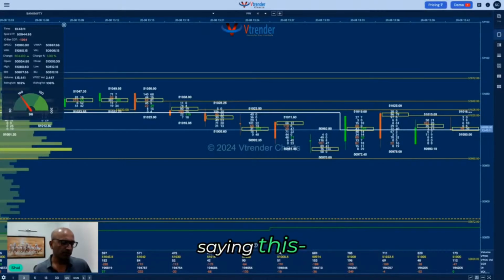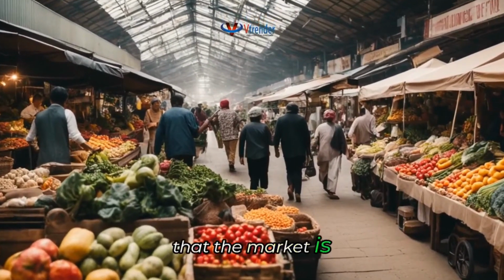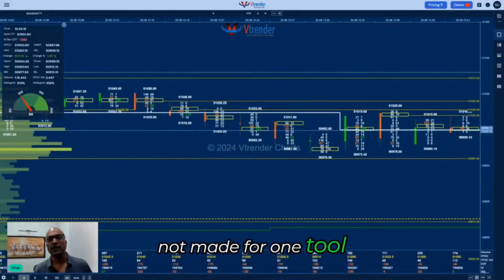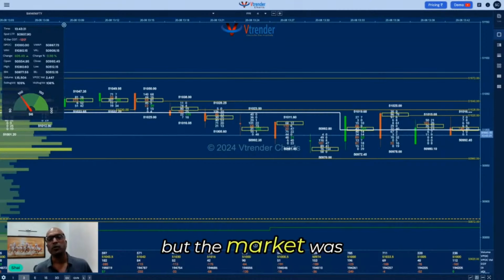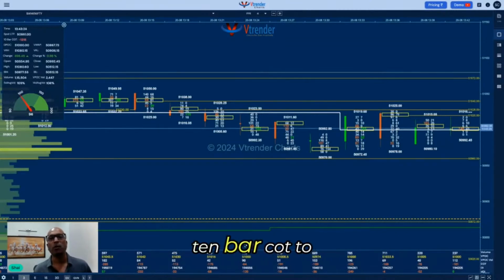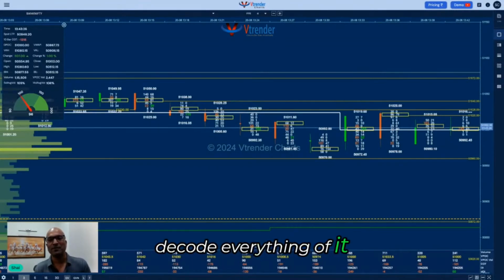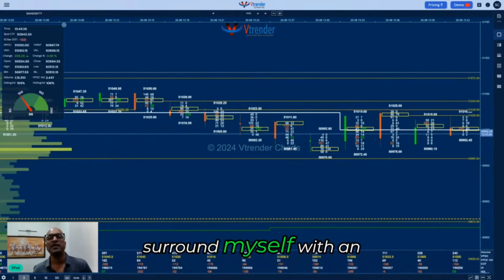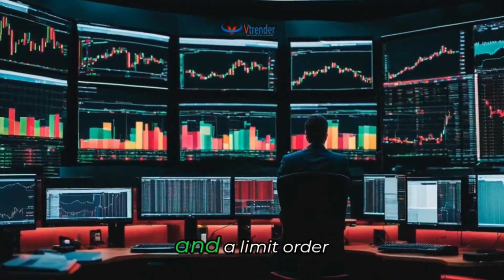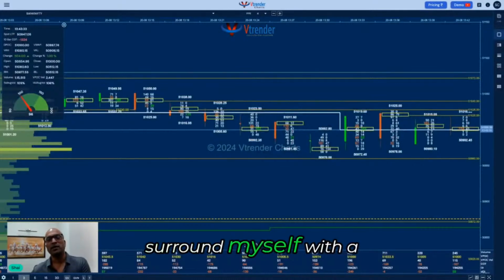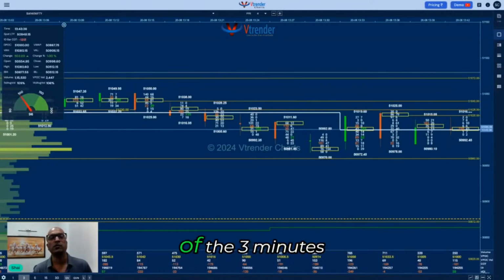I also keep saying that the market is not made for one tool, however good your tool is. So in my case, I work a lot with my 10 bar COT. But the market was not made for my 10 bar COT to decode everything. So I have to surround myself with an IB and an IS signal. I have to surround myself with a market and a limit order. And I have to surround myself with a COT at the end of the 3 minutes and the COT at the end of the 30 minutes, because the market speaks in different ways.